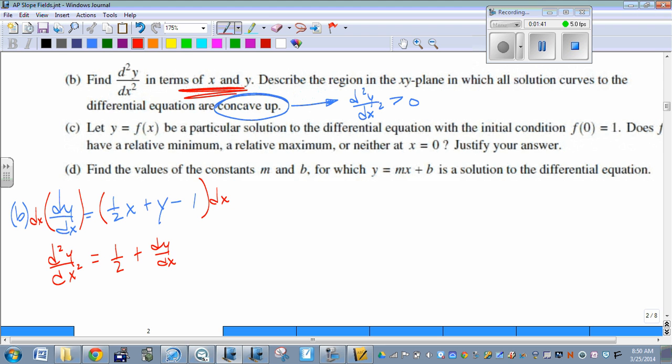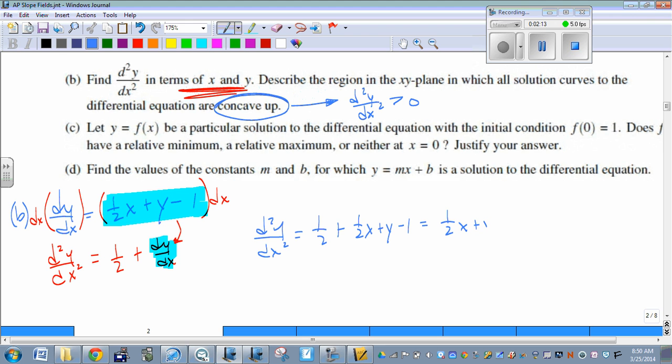So we already know what dy/dx is. We just had it written right here. dy/dx is 1/2 x plus y minus 1. So we can replace this dy/dx with what it is in terms of x and y. So our second derivative of y with respect to x is going to be 1/2 plus this whole thing, 1/2 x plus y minus 1. And we can combine like terms there. The 1/2 minus 1, we end up with 1/2 x plus y minus 1/2. So that's our second derivative.